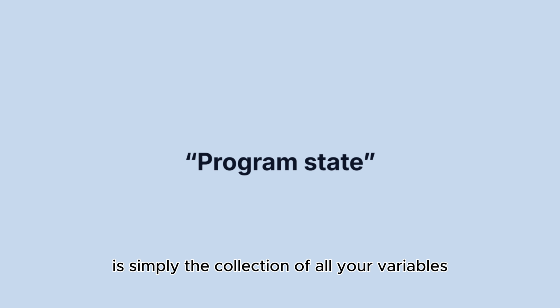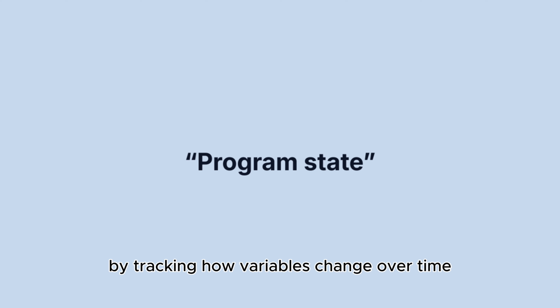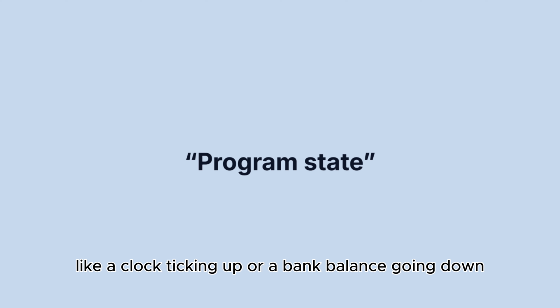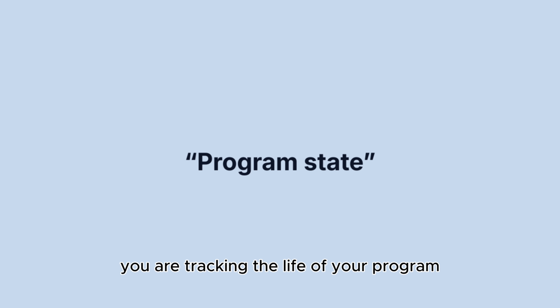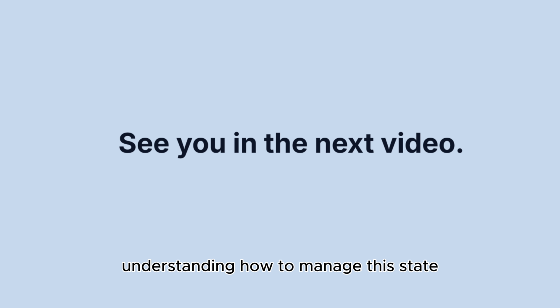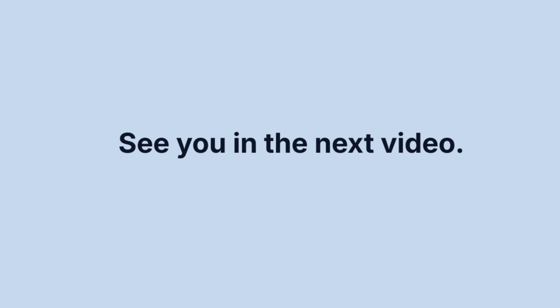This leads us to a concept called program state. The state of your program is simply the collection of all your variables and their current values at any given moment. By tracking how variables change over time, like a clock ticking up or a bank balance going down, you are tracking the life of your program. Understanding how to manage this state is what makes you a true programmer.